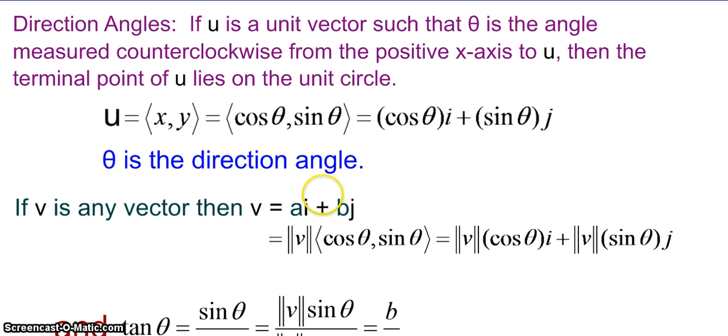If v is any vector, then v equals a i plus b j, which can be written as the magnitude of v times <cosine of theta, sine of theta>, or the magnitude of v times cosine of theta i plus the magnitude of v times sine of theta j. So this is our trig form of a vector. Again, it's just a different way to write a vector.